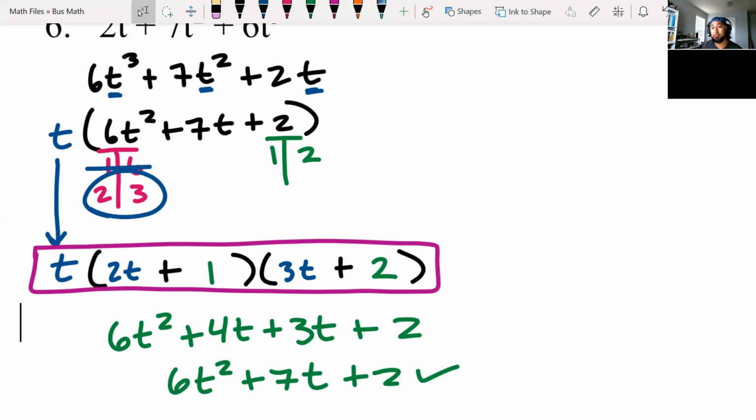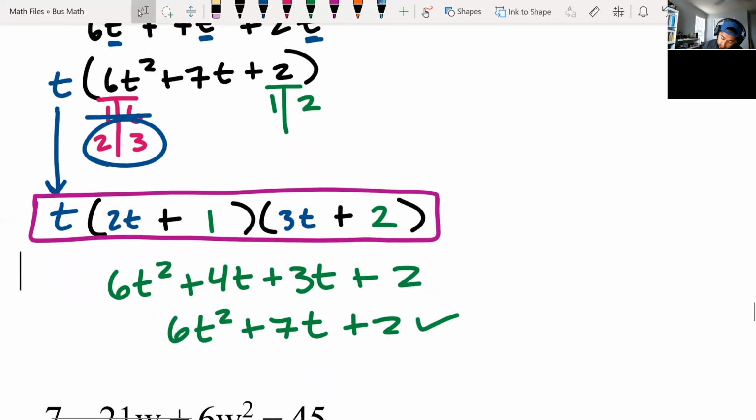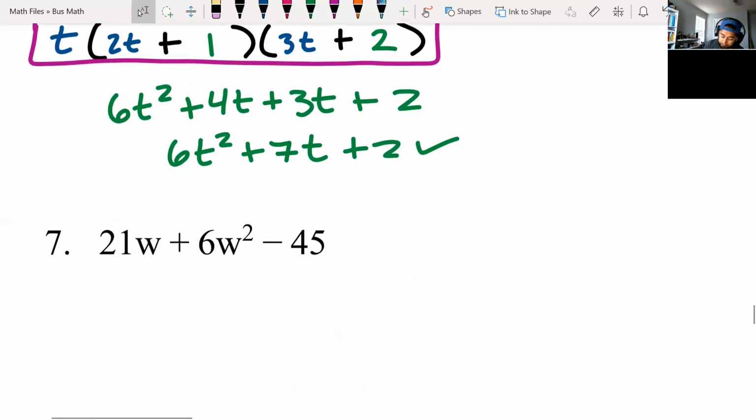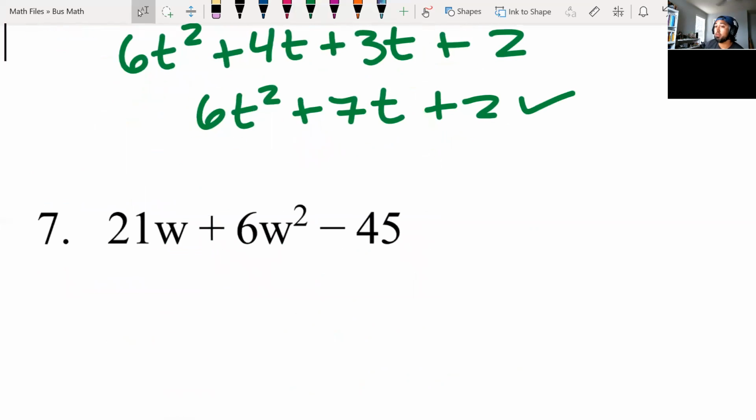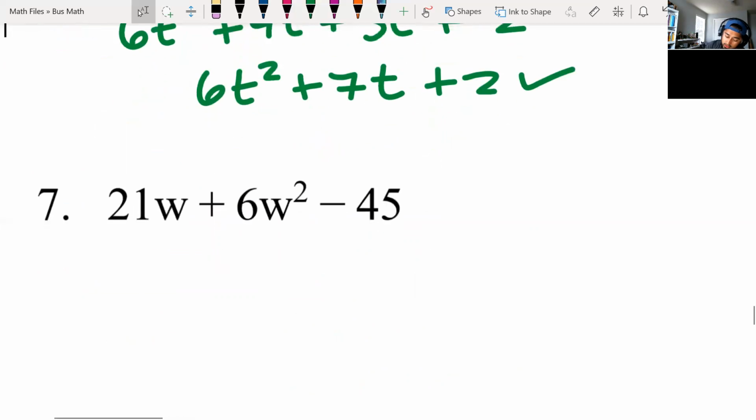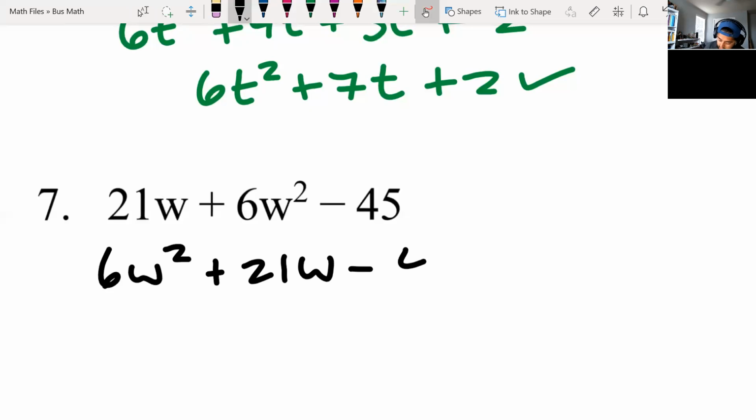Oh, good. Yes, sir. All right. 7. Again, have to rewrite it. 21w plus 6w squared minus 45. Rewrite it with the highest power first. 6w squared plus 21w minus 45.